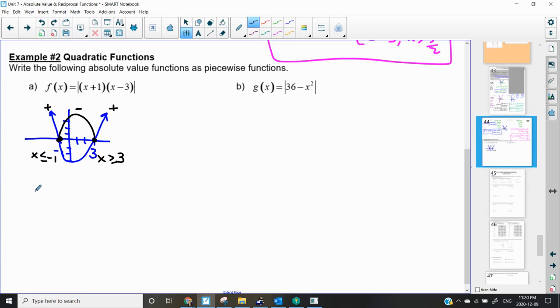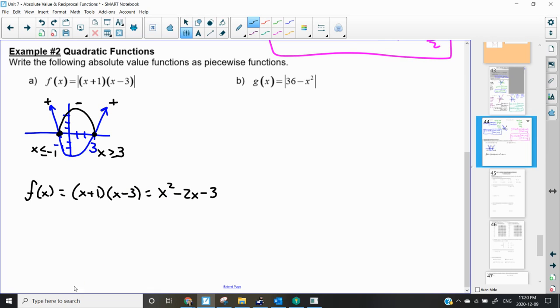Now, before we get into writing out our piecewise function, we're going to start by multiplying out the function. So we have x plus 1 times x minus 3 will give us x squared minus 2x minus 3. This will be a lot easier when we're writing out our piecewise function and having to move it from a positive to a negative. All right, so we have our function here, and we could write that as the absolute value of x squared minus 2x minus 3 is equal to our pieces.